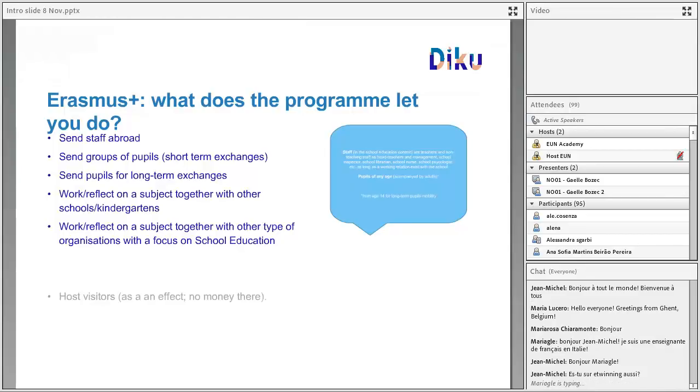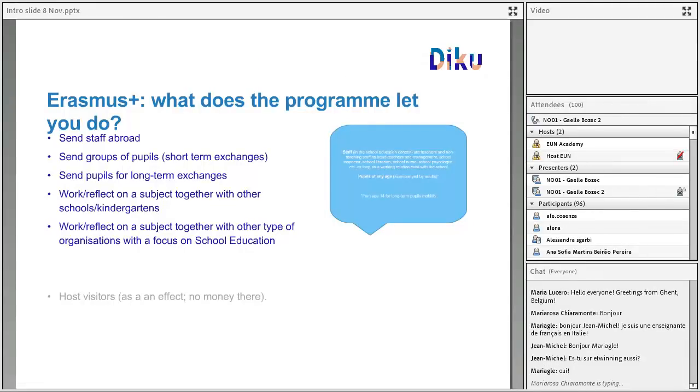You can see that this one is in gray, and the reason why it is in gray is that for that you don't get money. You get money in this program to send people, and in some of the key actions of the funding you can have activities that you get money for, but you will never get money to receive people. But that's actually a big part of Erasmus Plus. If you don't receive visitors, then it's difficult to engage in the program.